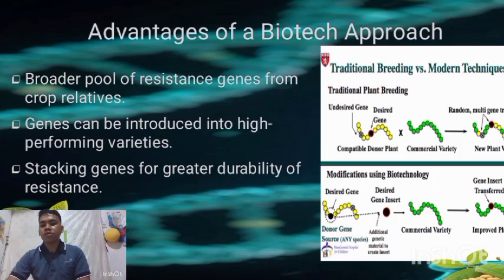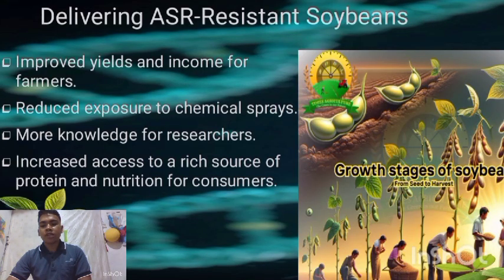Advantage of the biotech approach: a broad pool of resistant genes from crop relatives. So there is a pool of resistant genes from crop relatives, and it is easy to find and transfer resistant genes into the host you want. And then genes can be introduced into high-performing varieties, stacking genes for greater durability. Delivering resistant soybeans improves yield and income for farmers, reduces exposure to chemical sprays, gives more knowledge for researchers, and increases access to a rich source of proteins and nutrients for consumers.